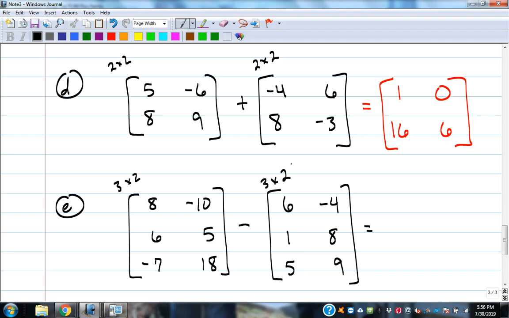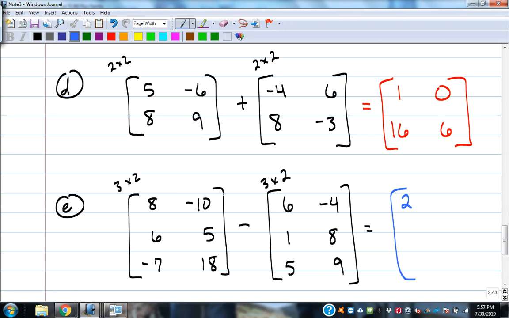If they're not the same size, you don't have to work it. It's no solution. That does not exist. Not a defined operation, whatever you want to call it. It doesn't work. So again, it's corresponding spots or positions. So top left and top left go together. 8 minus 6 is 2.